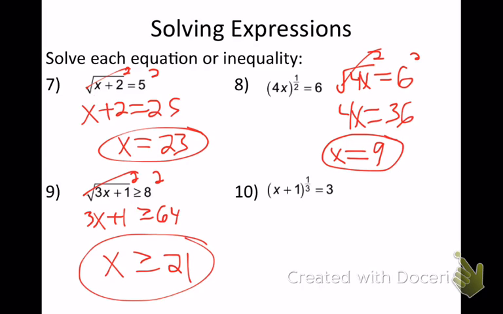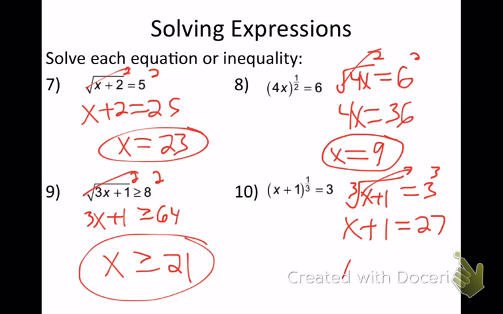And 10. X plus 1 to the 1/3 power equals 3. What's the same thing as a 1/3 power, King? Cube root. So you say the cube root of x plus 1 equals 3. What undoes a cube root then, Jake? Third power. So you get x plus 1 equals 27. And what's x going to have to equal, King? 26. There you go.